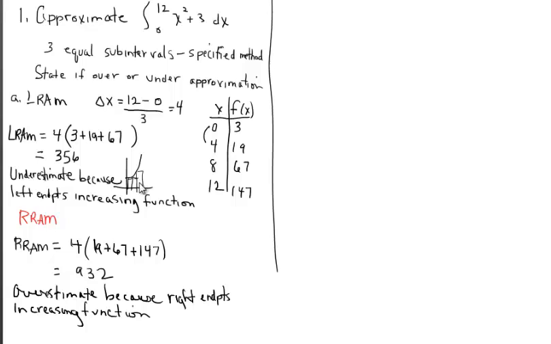All right, go back to the graph and try and get a visual of that. Again, same graph here, but now instead we're using right endpoints. So I'm going to go to the right side of the graph, go over, right side of the graph, go over. We're getting too much area. It's an overestimate.